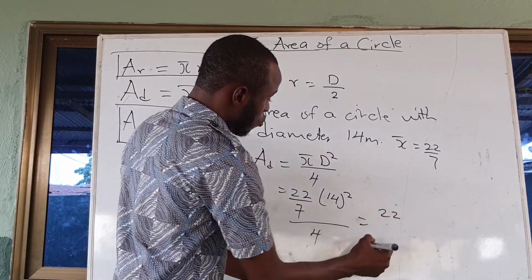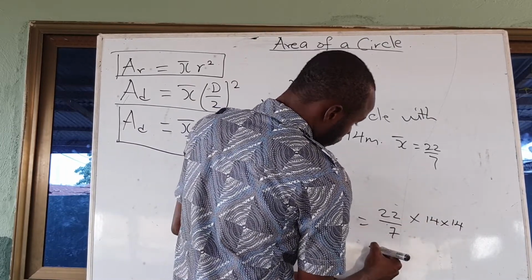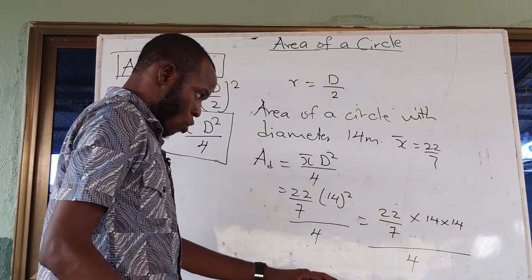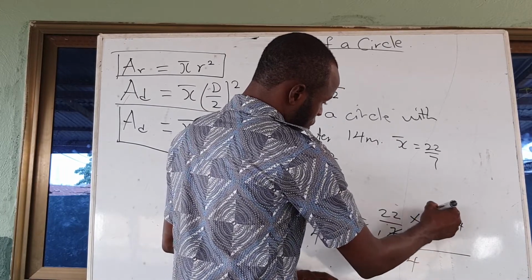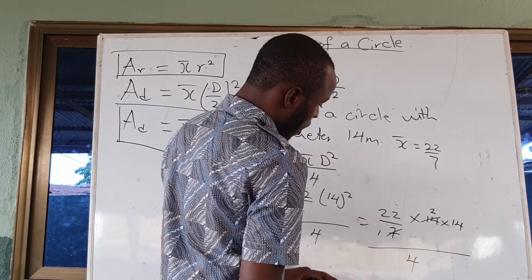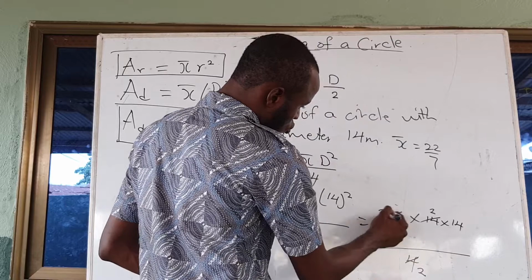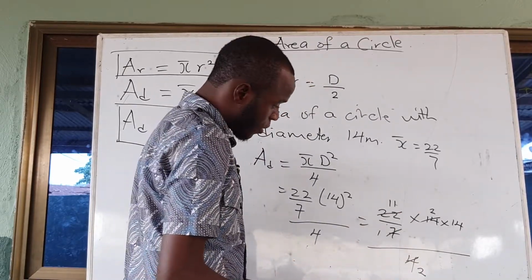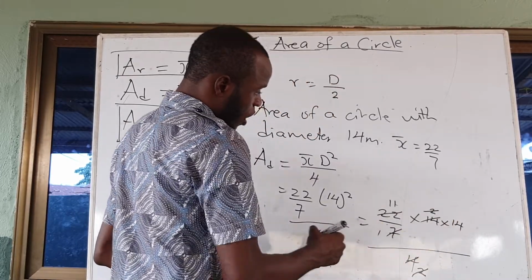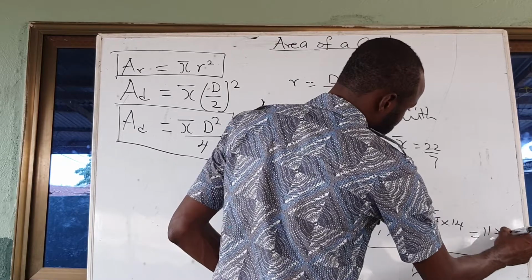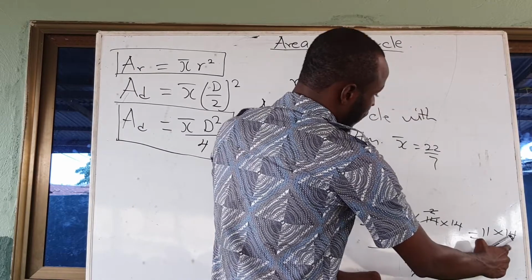Now this 7 here goes into 14 two times. Then 2 will go into this 4 two times, and 2 will go into 22 eleven times, so we have 2 also here. 2 will go into 2 one time, so these 2s cancel. Now we'll be left with 14 times 11, or 11 times 14.